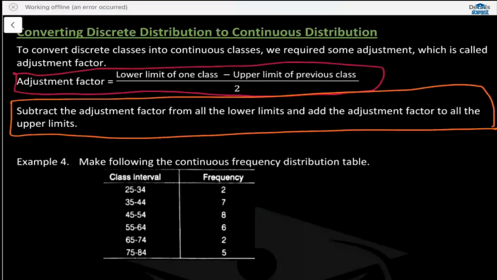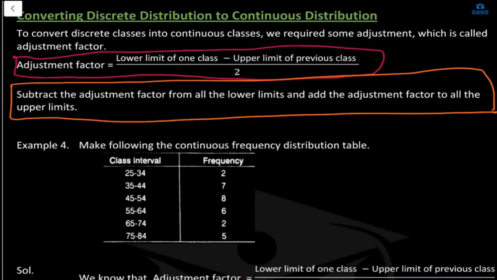Adjustment factor? See, I told you how to make the discontinuous frequency distribution into a continuous frequency distribution. Okay, ma'am, so I have to do 84 minus 25 divided by 2. Yeah, here, see here, one of the class you will take, this one is the class and this one is the next class. Okay, got it.